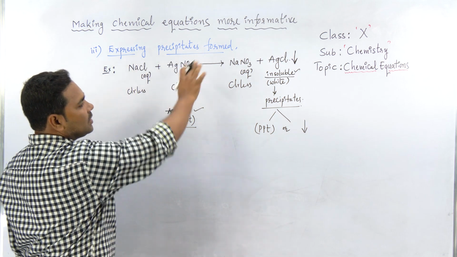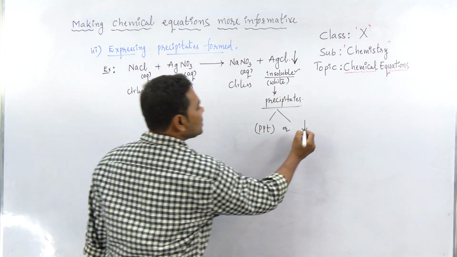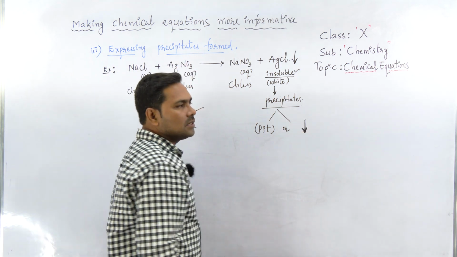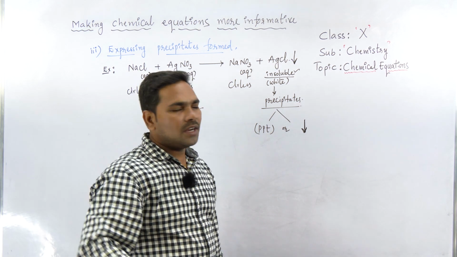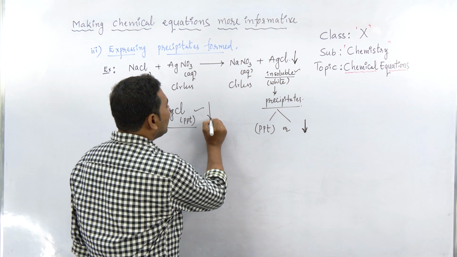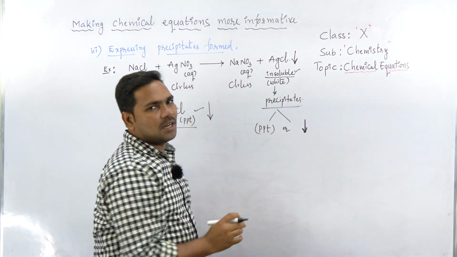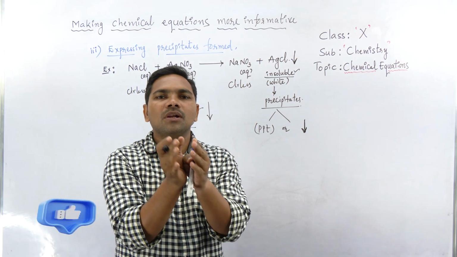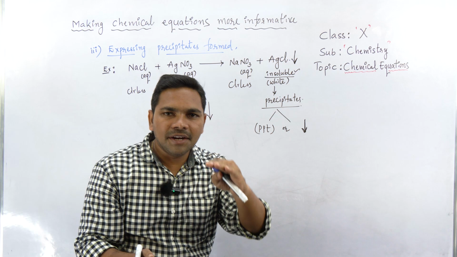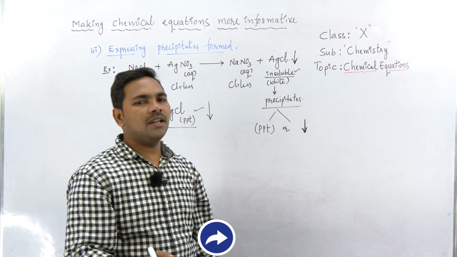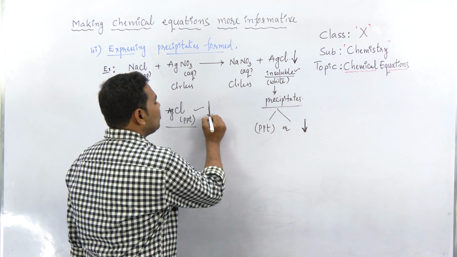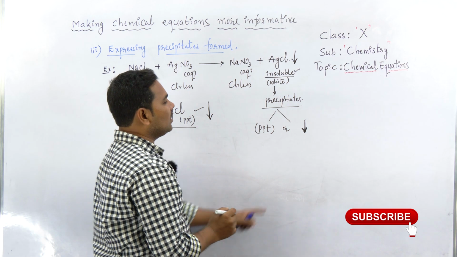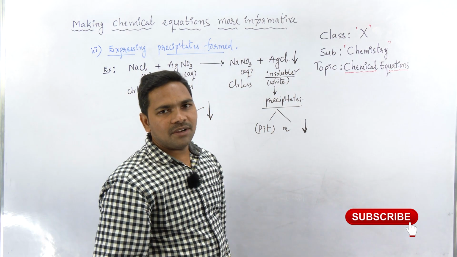So precipitates formed are expressed with the downward arrow. Why a downward arrow? Because in a chemical reaction, the precipitates formed, the insoluble substances, generally get deposited at the bottom of the container. So the direction of the deposition is represented by the downward arrow. That also indicates the precipitate formed here.